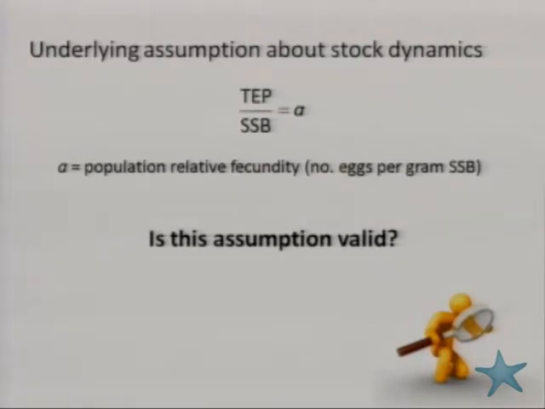Now, as Paul pointed out, the underlying assumption about stock dynamics is that the total egg production scales in proportion to spawning stock biomass. This is equivalent to saying that the population relative fecundity, that is total egg production divided by spawning stock biomass, is constant and doesn't vary over time. So this term A is what I'll subsequently refer to as population relative fecundity. It's directly analogous to relative fecundity that we calculate at the individual level, that would be fecundity divided by total body weight. So it has units of number of eggs produced per unit gram. This population level fecundity is really a reflection of the productivity levels of the stock. So the assumption that this value is constant over time is really an assumption that needs to be definitively tested so that we can see whether or not spawning stock biomass is appropriate.